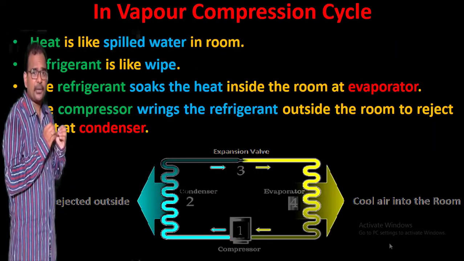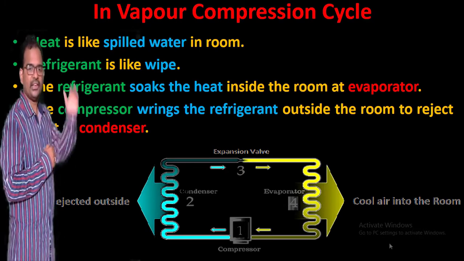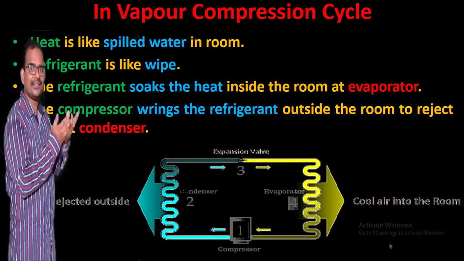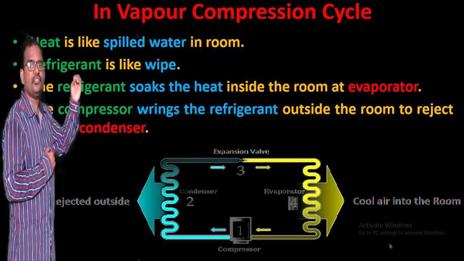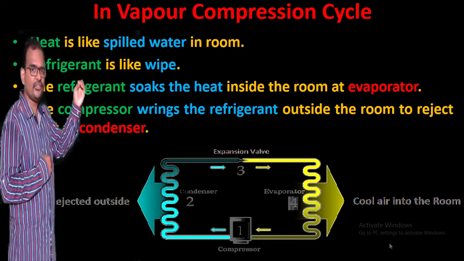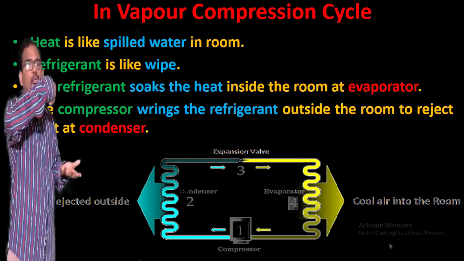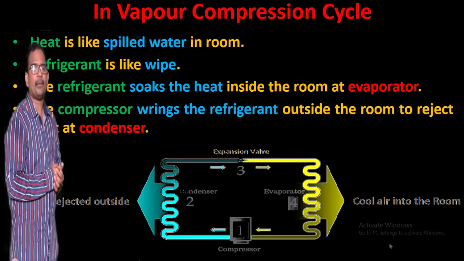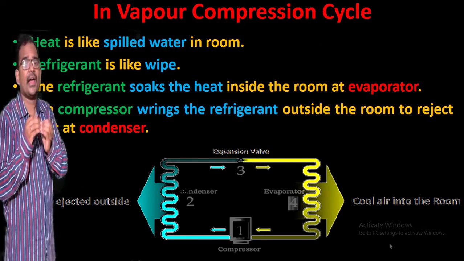This is the same principle which is applied in an air conditioner through the vapor compression cycle. In the vapor compression cycle, the heat is like spilled water in a room. The heat inside a room is just like spilled water in a room. So the refrigerant used in this air conditioning system is analogous to a wipe used to soak the water from the floor. And then what happens? The refrigerant soaks the heat inside the room at the evaporator.